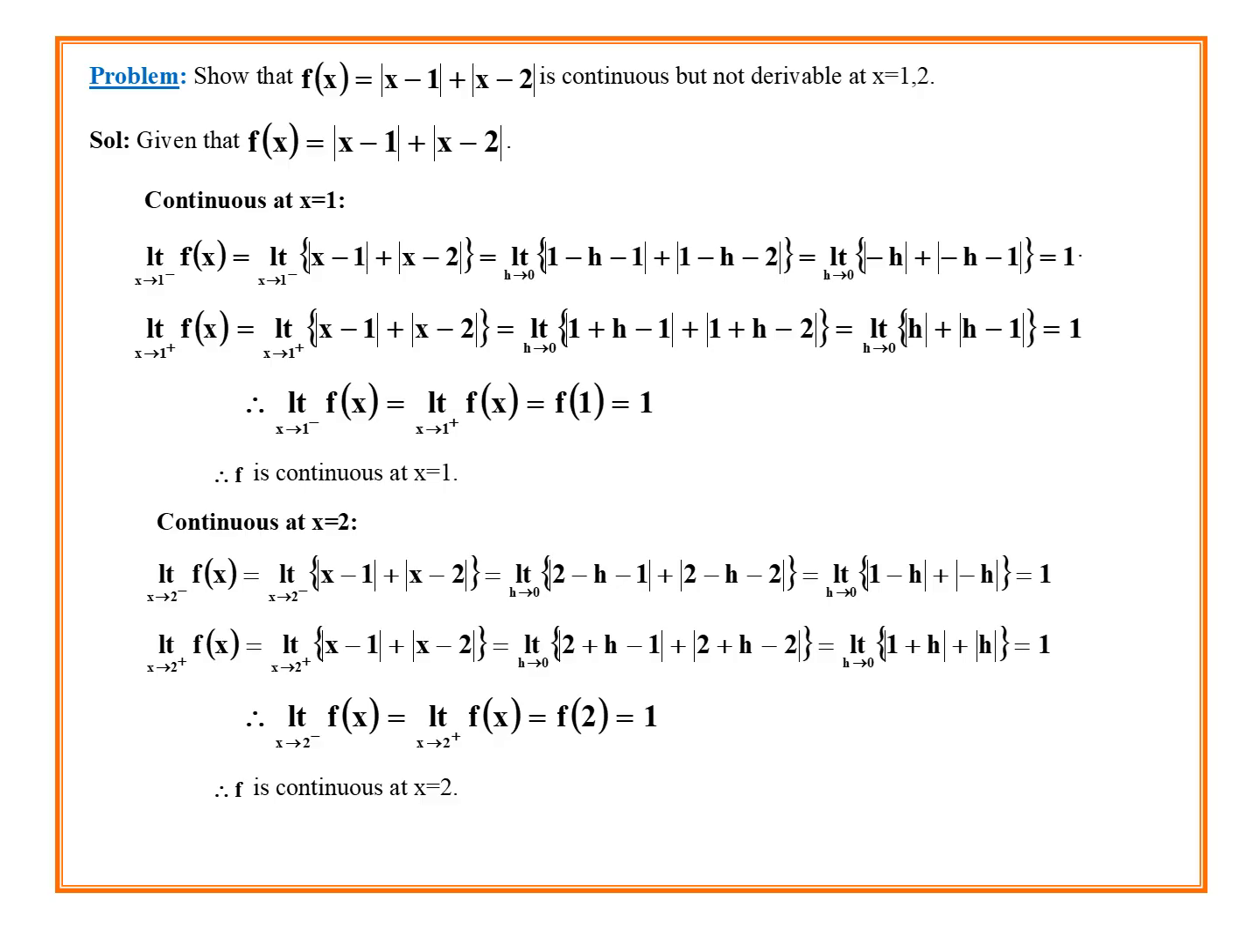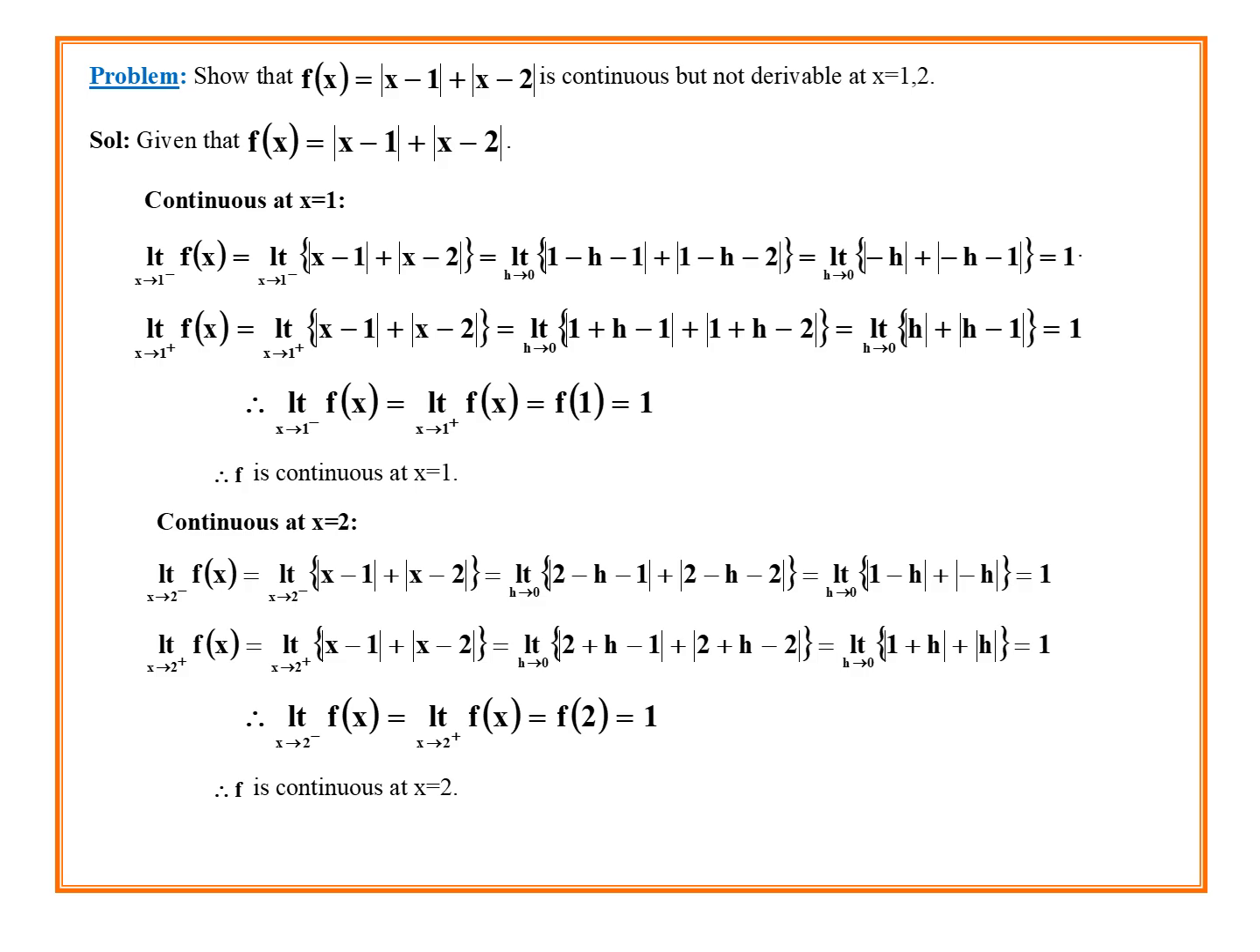So first we are proving continuous at x equals 1. Limit x tends to 1 minus f of x equals limit x tends to 1 minus, the given function mod x minus 1 plus mod x minus 2. That is equals, applying limit h tends to 0, mod of 1 minus h minus 1 plus mod of 1 minus h minus 2, that is equals limit h tends to 0, mod of minus h plus mod of minus h minus 1. So here the plus h and minus h get cancelled. The value is 1.